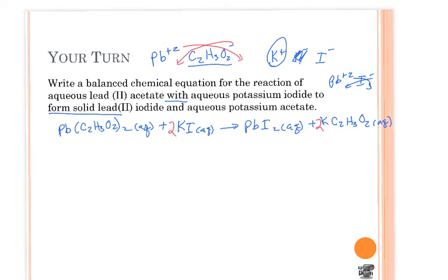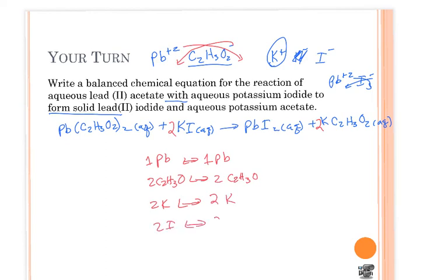We don't have any fractions, so let's just make sure that we have the correct number on both sides. We have 1 lead on the left and 1 lead on the right. We have 2 acetates on the left, and we have 2 acetates on the right. We have 2 potassiums on the left and 2 on the right, and we have 2 iodines on the left and 2 on the right. So we are all balanced.